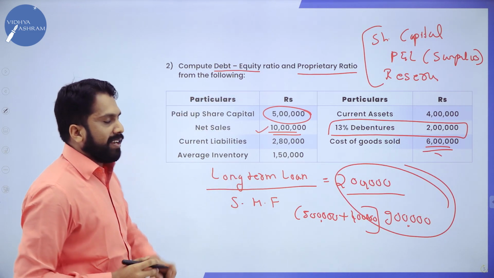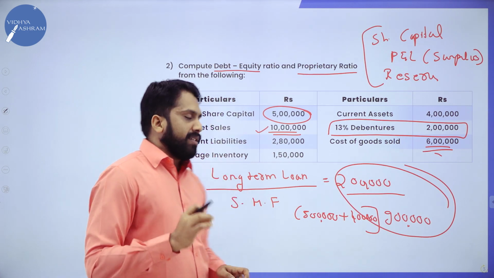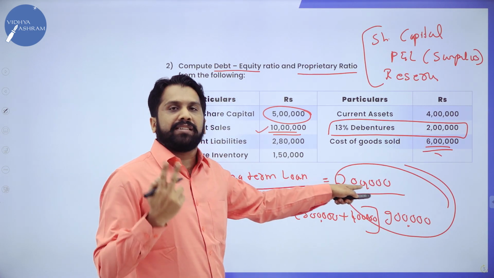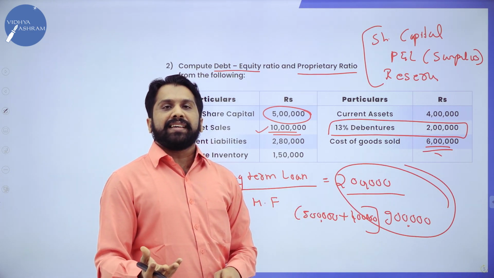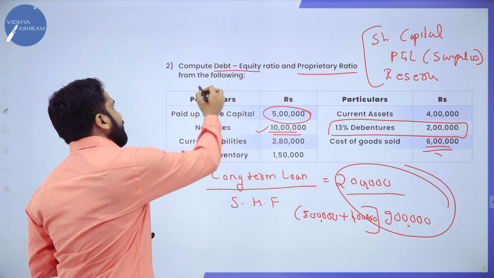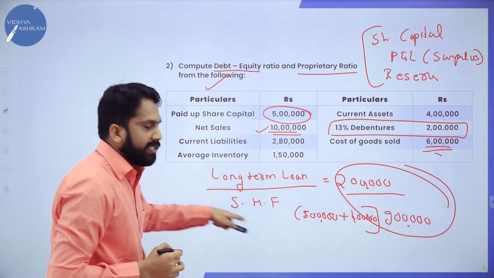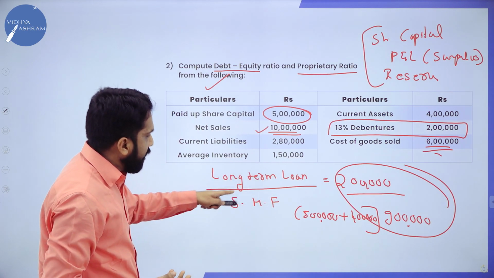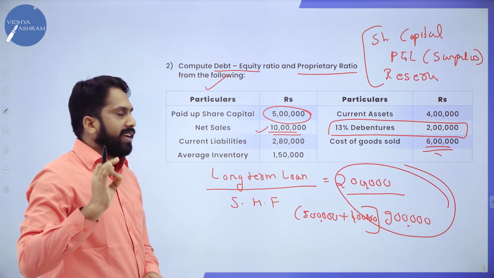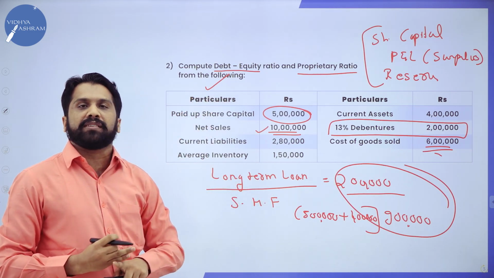Now, what is your debt equity ratio? Long-term loan divided by shareholders fund. Long-term loan we got is 2 lakh. Shareholders fund we got is 9 lakh. Again we'll discuss this solution, just I am giving you a brief idea about how to find these things. Any doubt in shareholders fund?